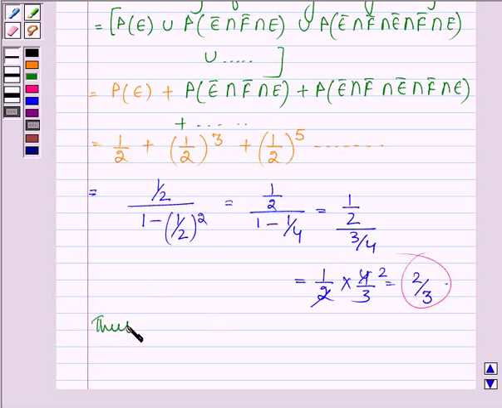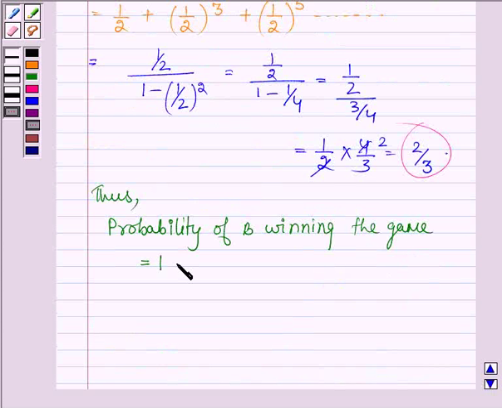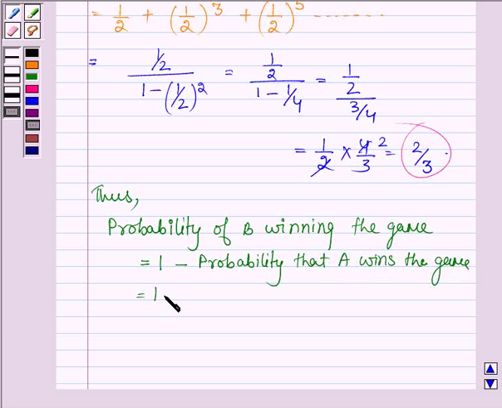Thus, we have to find the probability that B wins the game. Therefore, probability of B winning the game is equal to 1 minus probability of A winning the game. And this is equal to 1 minus 2 by 3, which is equal to 1 by 3. Hence, our answer is 1 divided by 3.